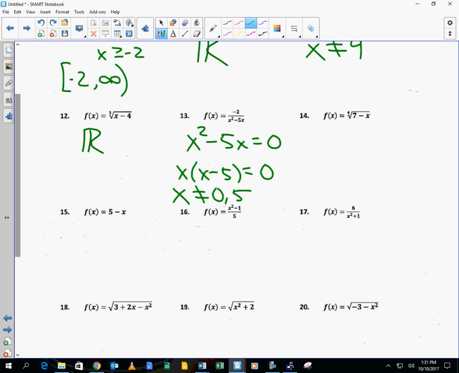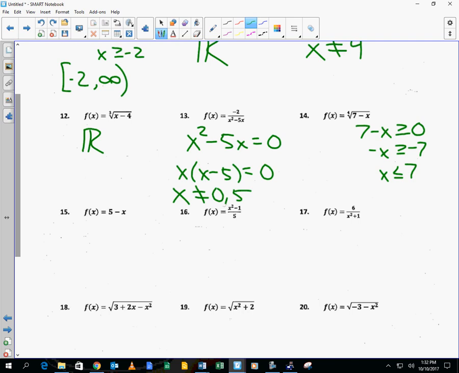Fourth root. Can't take the 4th root of a negative. So 7 minus x is going to have to be greater than or equal to 0. Negative x is greater than or equal to negative 7. So x is less than or equal to positive 7.